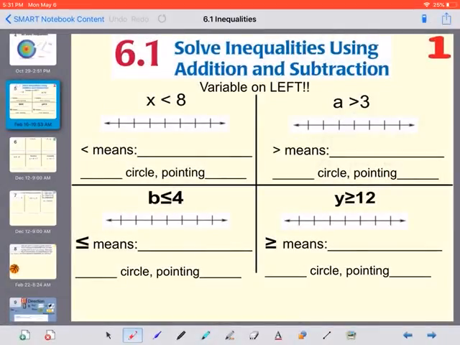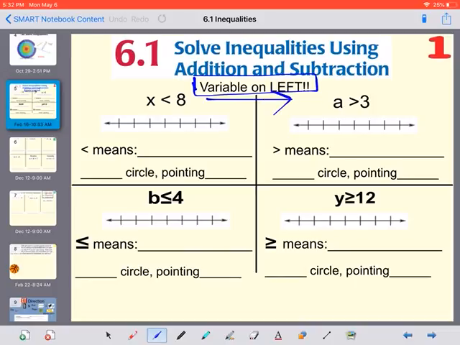Good afternoon. Today we are solving inequalities using addition and subtraction. So for those of you who don't recall, an inequality is an equation that has a less than or greater than symbol. So we're going to start by looking at what these inequalities mean. First, when we read an inequality, we always have to have the variable on the left-hand side, like we read a sentence from left to right.